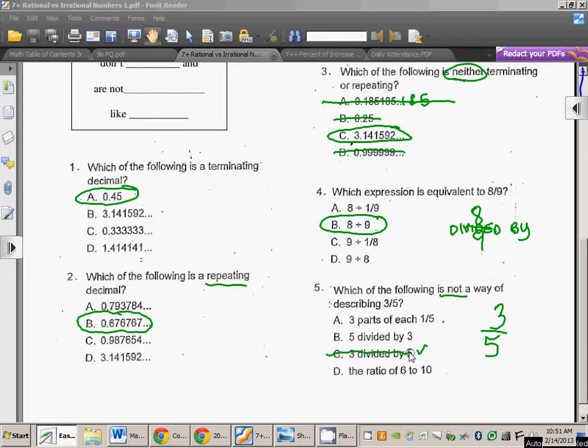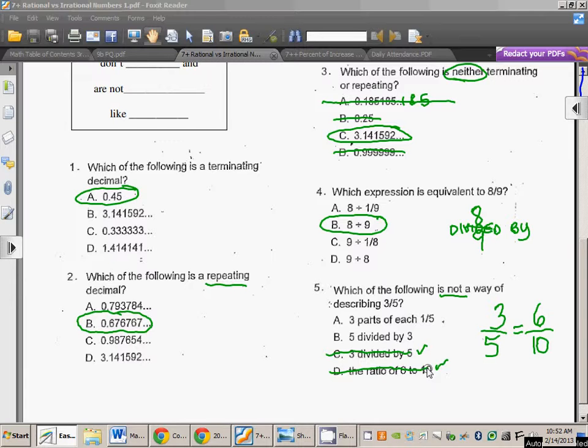Well, wouldn't it just be D? That's a curious one, D. Can you simplify 6 to 10? Yes, you can. What would it be? 3 equals 6. So wait a second. Are we saying that 3 out of 5 is the same as 6 out of 10? Yeah. So is 3 out of 5 a way to describe the ratio of 6 to 10? Yeah. It is. So does that mean that's our choice? Nope. We're down to 2. 3 parts of each 1/5 or 5 divided by 3.